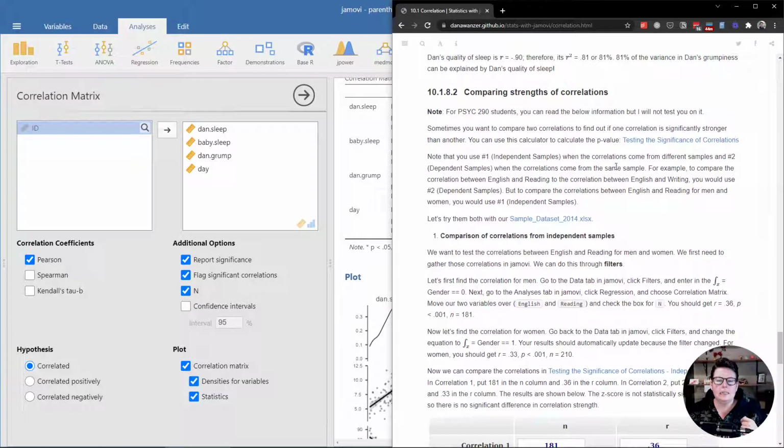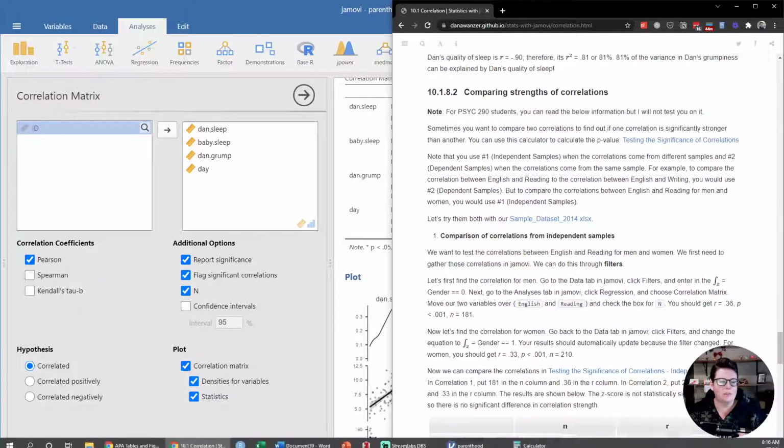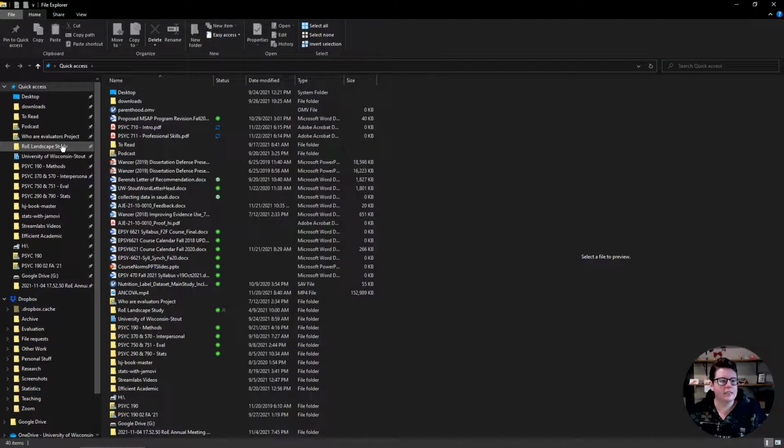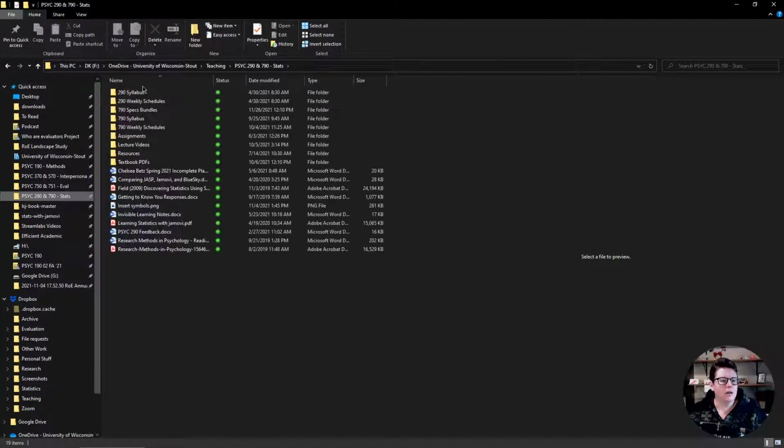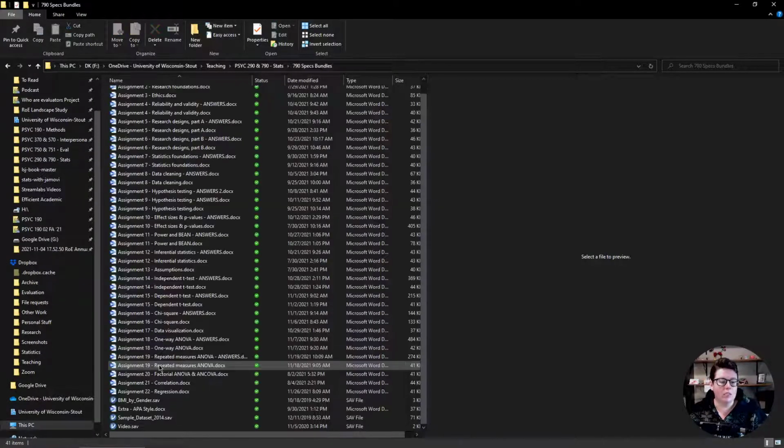And then lastly, and I think I took it out of the homework, but let's go look at it. I don't think I have any of this. I think I took it all out. Sometimes you're interested in comparing the strength of correlations.